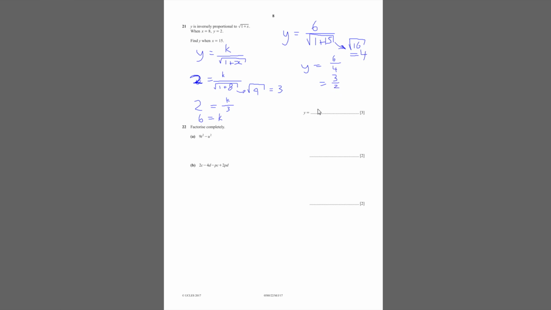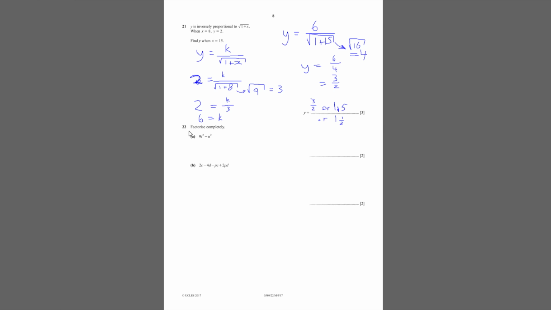So you can give your answer in various forms. You can either give it as 3 over 2, or 1.5. What matters is that it's 3 over 2 in some shape or form. So, when x equals 15, y equals 3 over 2, or 1.5. All are equal to the same value.